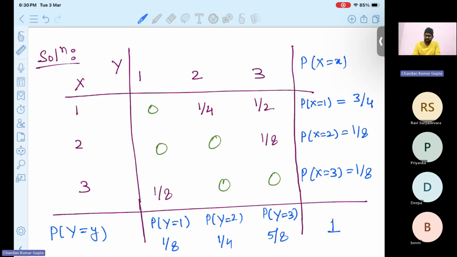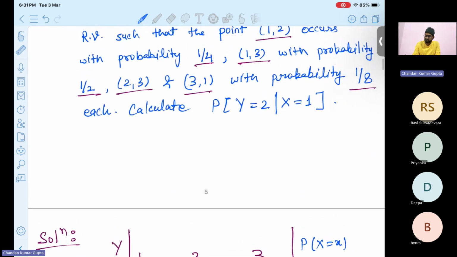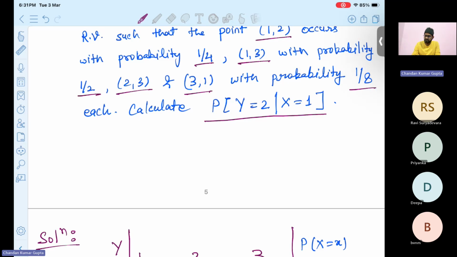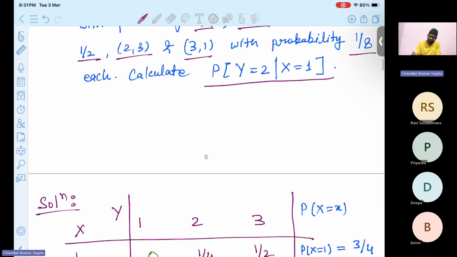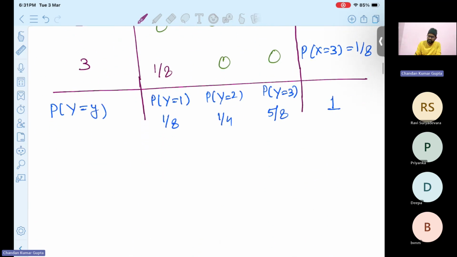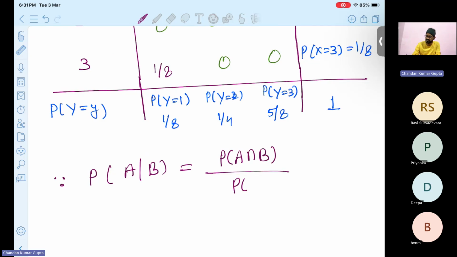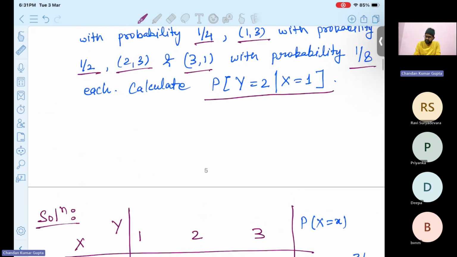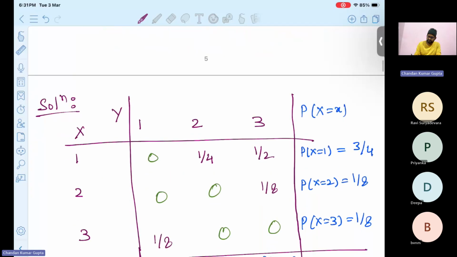Now we have the joint as well as the marginals of X and Y. Our question is to find the conditional probability of Y given X. We already know that the probability of A given B is the probability of A intersection B, that is the joint probability, divided by the probability of B. So we can say the probability of Y given X equal to 1.